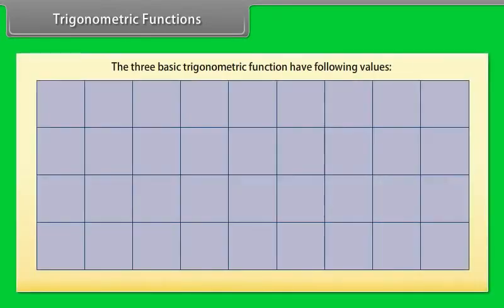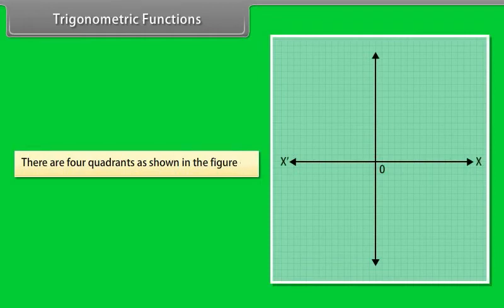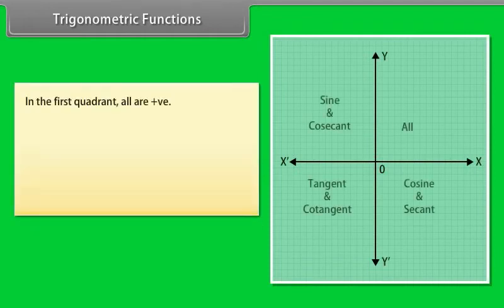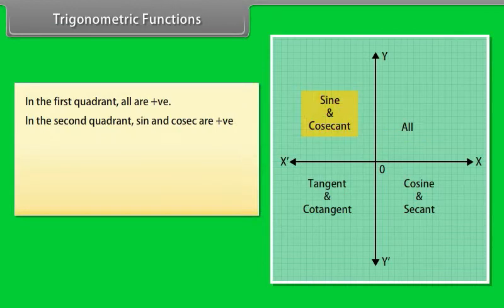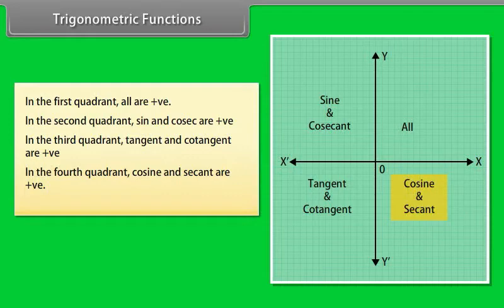Trigonometric functions. The three basic trigonometric functions have the following values. Trigonometric functions. There are four quadrants as shown in the figure. In the first quadrant, all are positive. In the second quadrant, sine and cosec are positive. In the third quadrant, tangent and cotangent are positive. In the fourth quadrant, cosine and secant are positive.